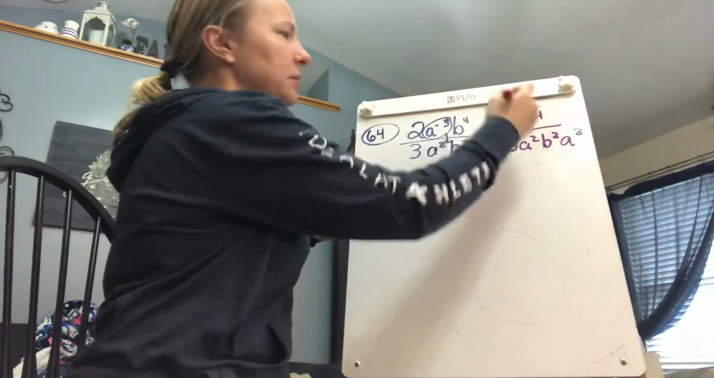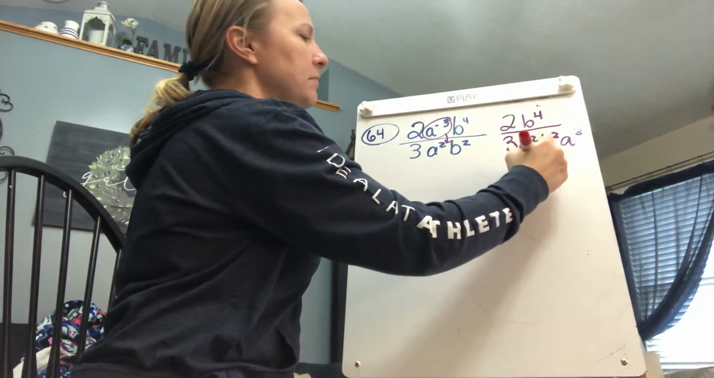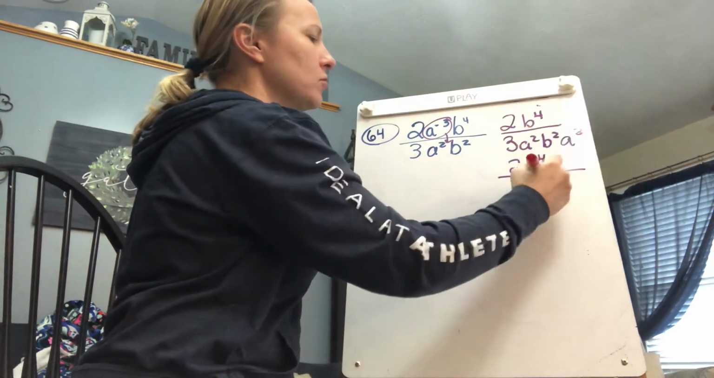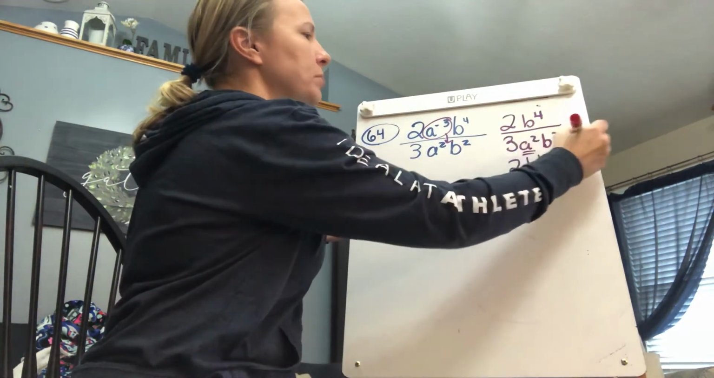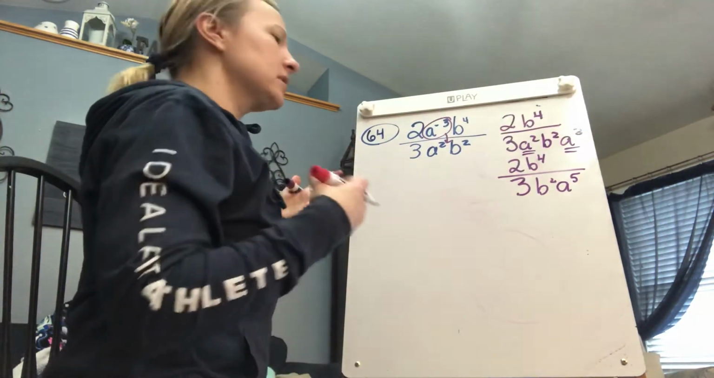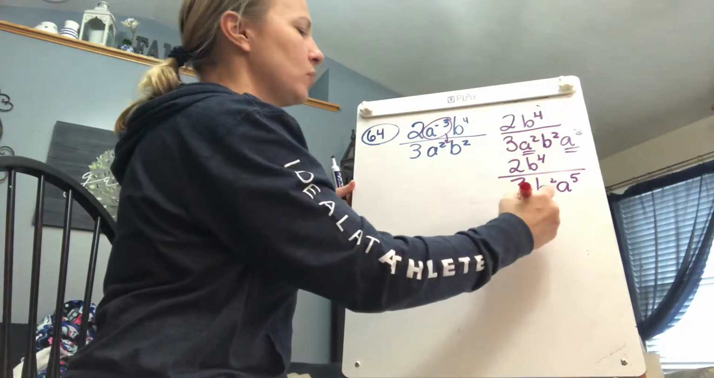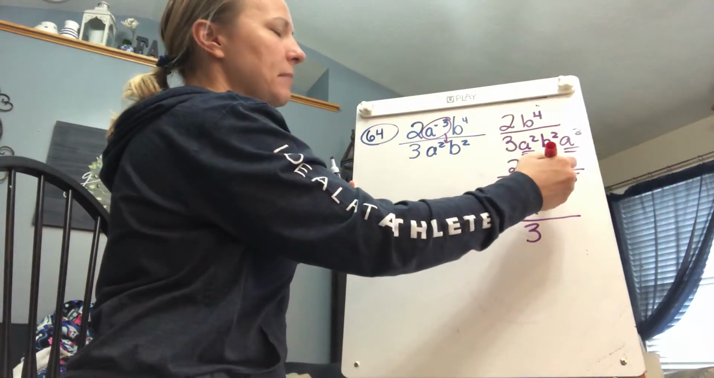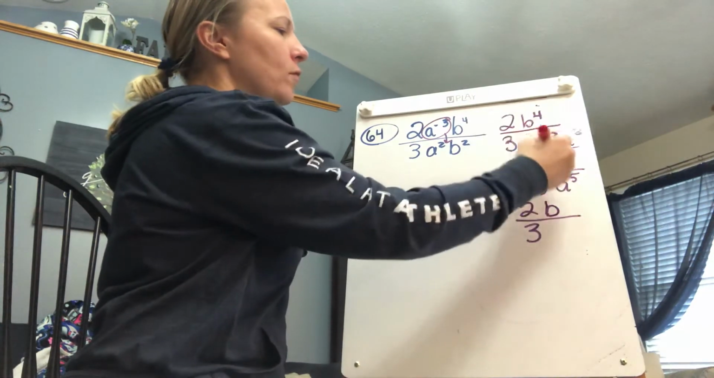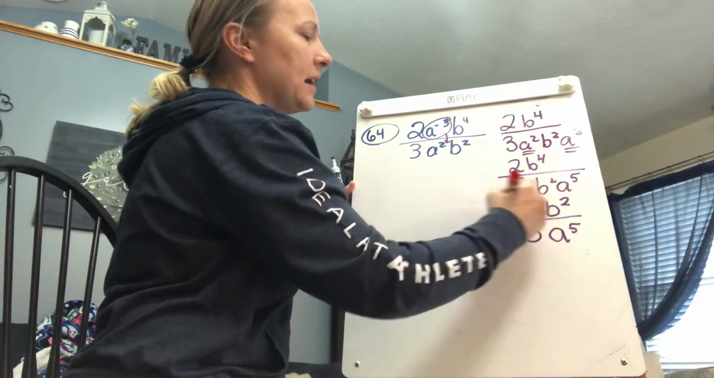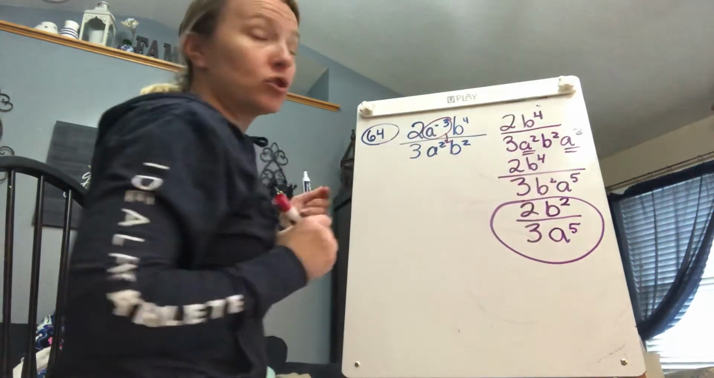I'm going to clean this up a little bit. I have 2 and b to the 4 on top. I have 3. I have a b squared. And I've got 2 plus 3 gives me a to the 5. And so then I'm going to do my canceling. 2 and 3 don't reduce, so I just have 2 over 3. I have 4 b's on the top, 2 b's on the bottom, so the b's stay on the top. 4 minus 2 gives me 2. There are no other a's, so he stays on the bottom, and that is your answer.